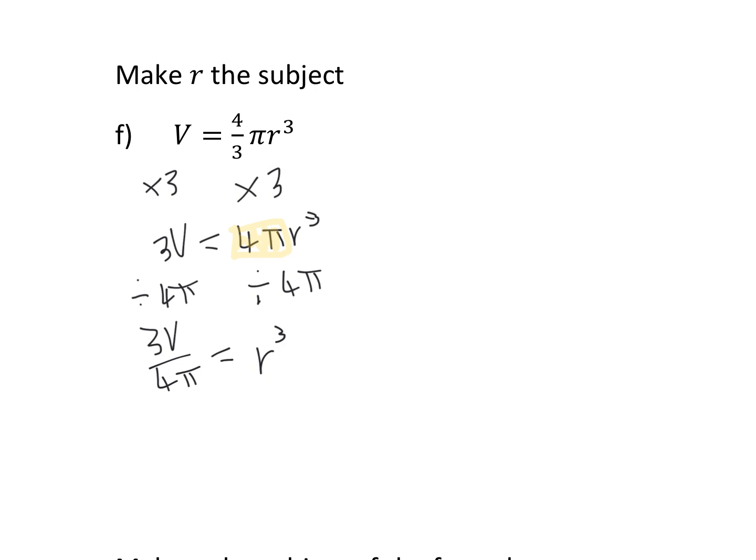If you cube a number, how do you get back to the number before it was cubed? You would take the cube root. So the left hand side, 3v over 4 pi, we've got to take the cube root, so we put a 3 outside that root. And we're cube rooting the r cubed, which is the whole right hand side. So we've got to cube root the whole left hand side, so that's why the root's over all of it.